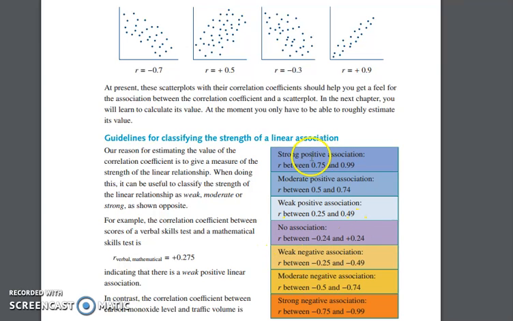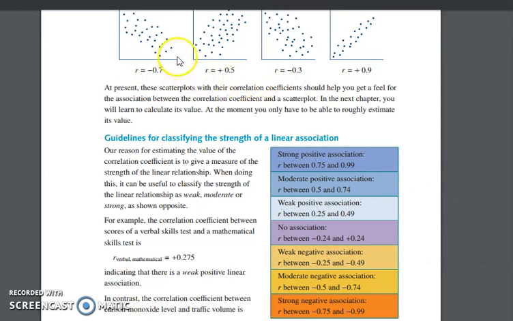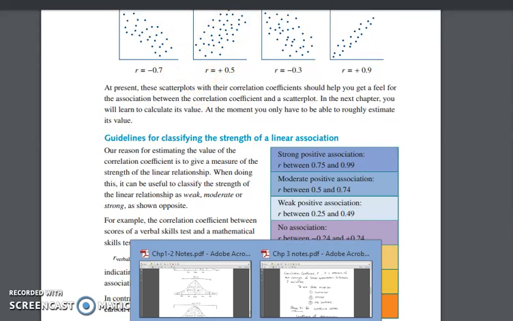So if you're calculating your r correlation coefficient and it falls between 0.75 and 0.99, it's a strong positive. If it falls between negative 0.75 and negative 0.99, it's a strong negative. So having this somewhere accessible in your resource booklet is very, very important, and identifying if something's negative or it's positive.